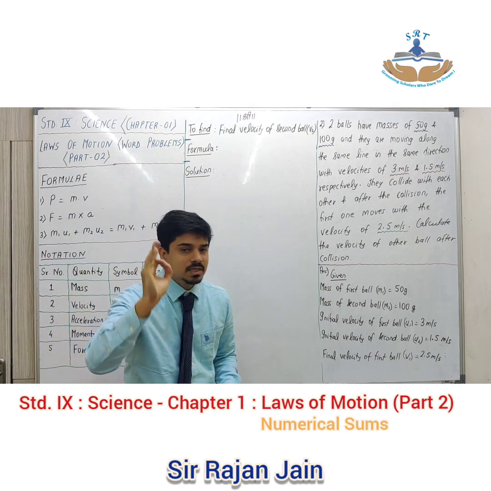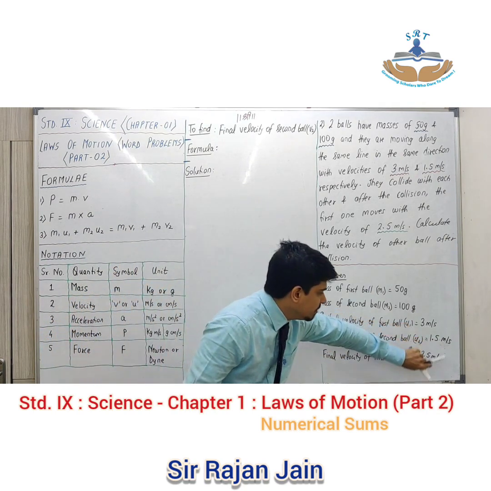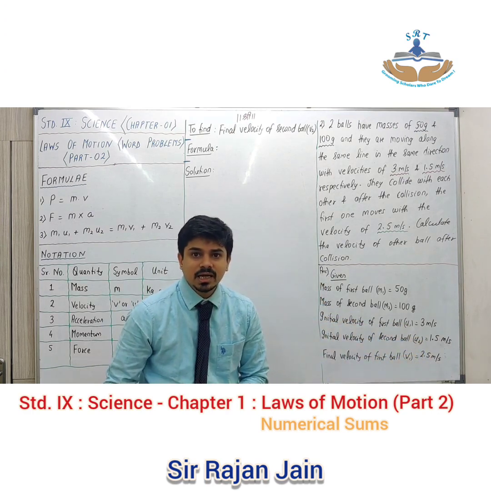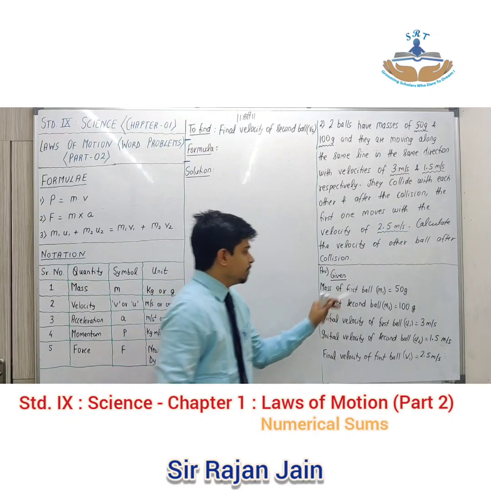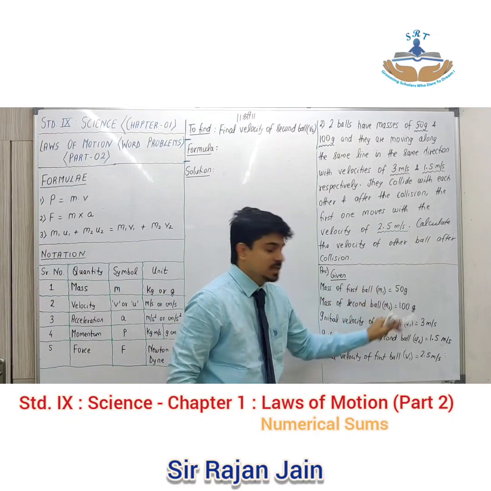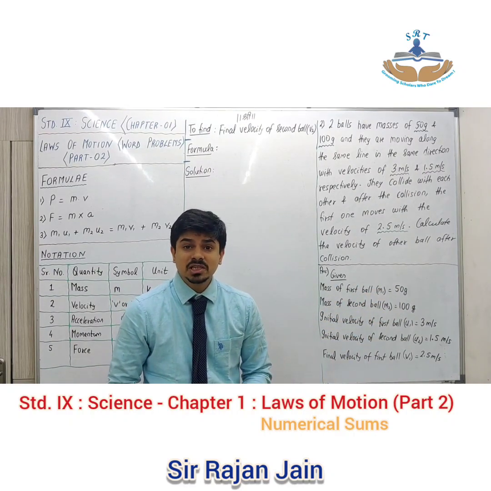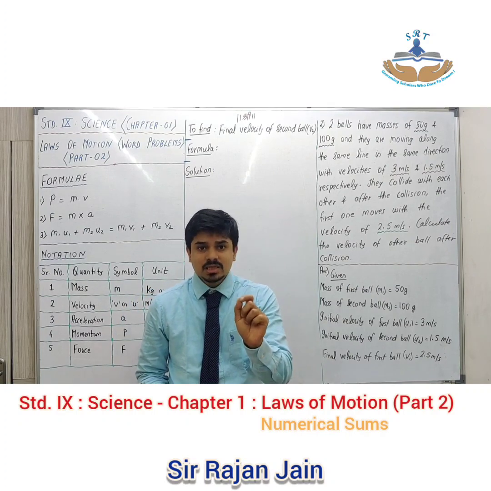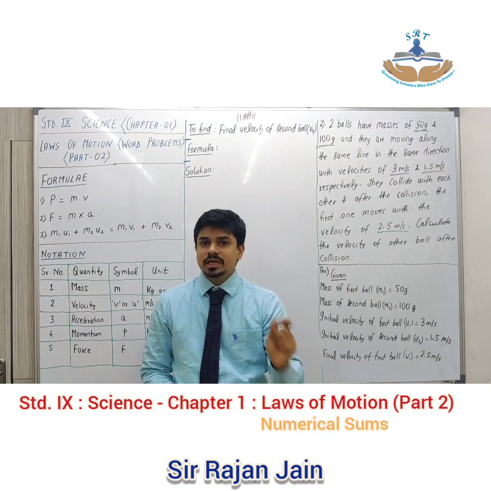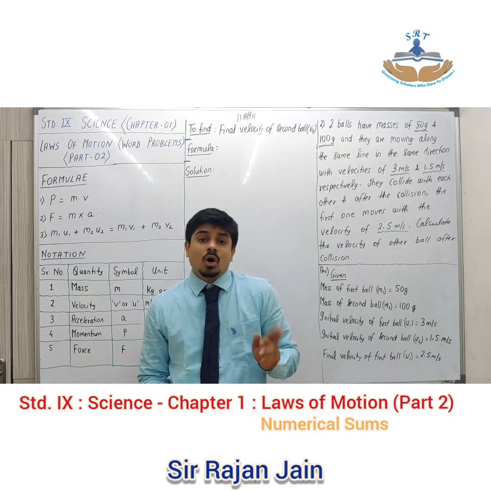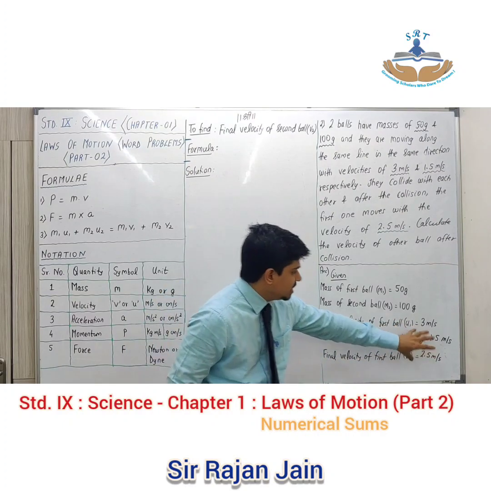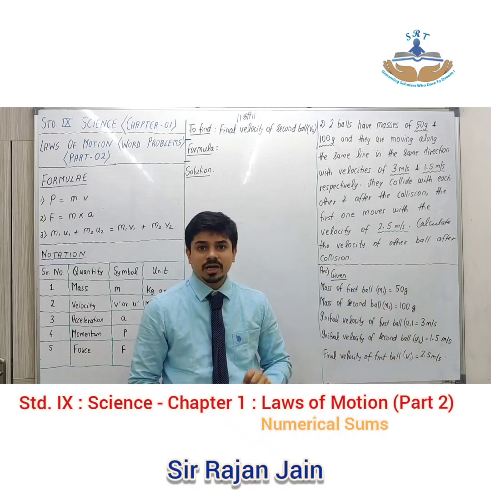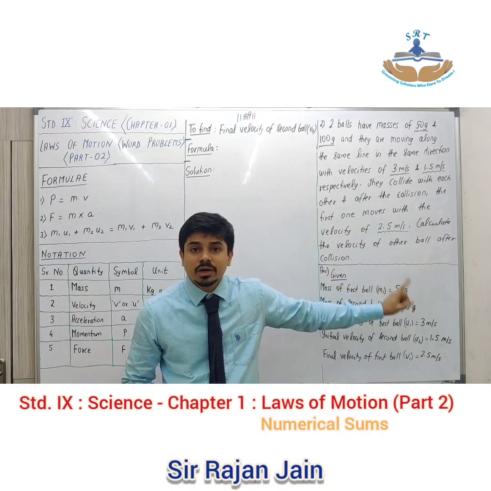Now one thing please understand over here: all the velocities I have written in meter per second, that is your SI unit or you can say MKS unit. But over here mass is given in grams, which is your CGS unit. In a single sum, either all the quantities should be in CGS unit or all the quantities should be in SI unit. Now here this is SI unit, this is CGS unit, so it is compulsory to first convert them.